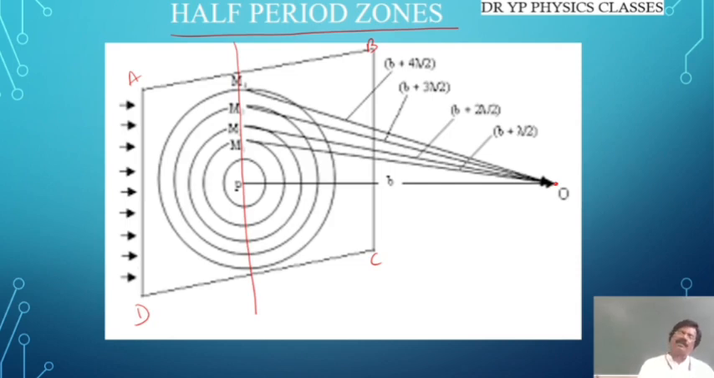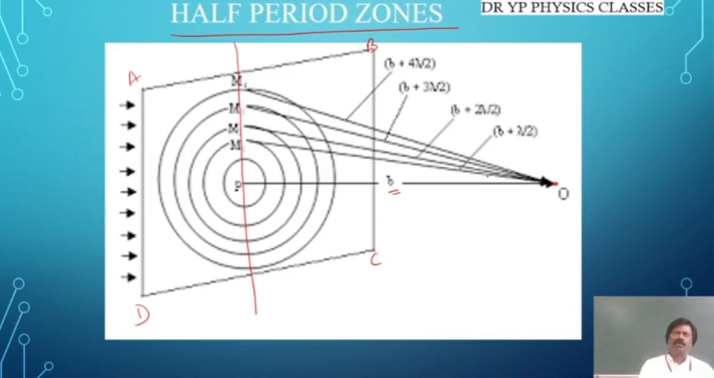Now let us consider this point P as a center, with O as the point of observation. We can draw concentric circles. The distance from this center point to the point O is b. So with this distance b as a radius, the next one is b plus lambda by 2. Next, the distances are OM1, OM2, OM3, and so on, up to Mn.